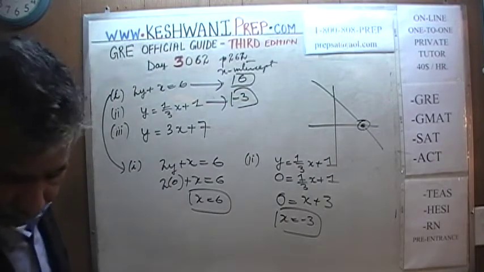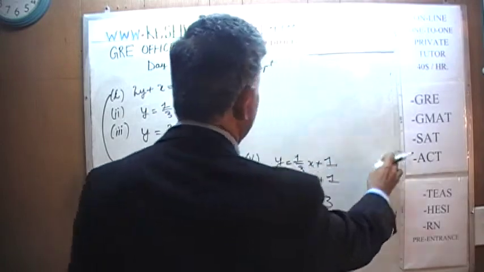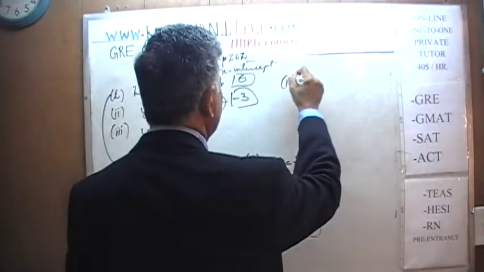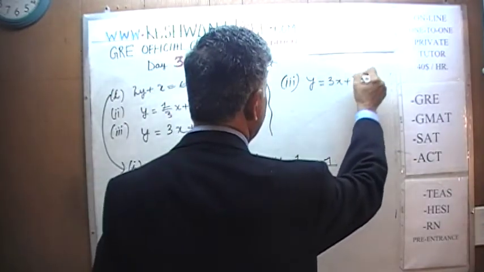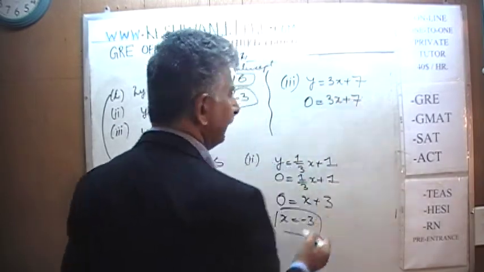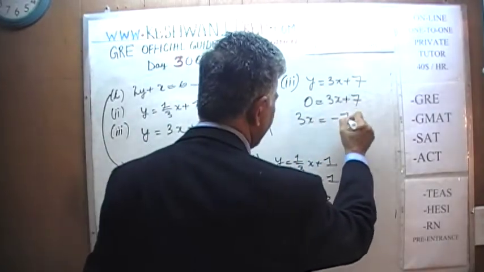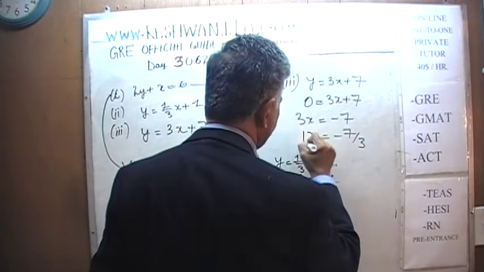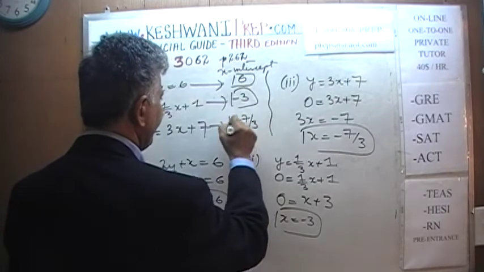Let's do the last one. Right here. Y is equal to 3x plus 7. Set y equal to 0. 3x plus 7. Subtract 7 from both sides and we end up with 3x equals negative 7. Divide both sides by 3 and we end up with x equals negative 7 thirds. Voila.